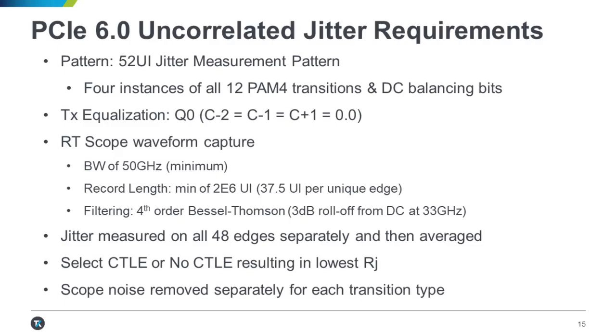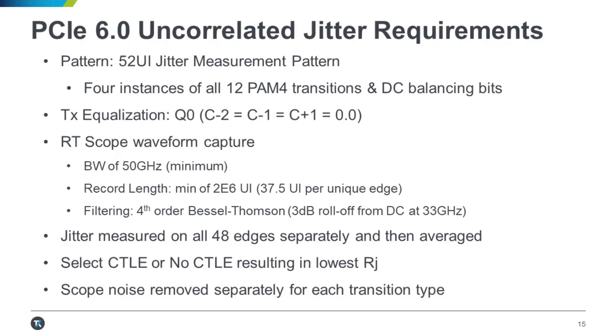In terms of the real-time scope, 50 gigahertz bandwidth, record length of 2 million UI, and that gives us 37.5K, I think we're missing a K here, UI per unique edge, right? One question that naturally arises is, is that sufficient for each edge to get a result that would match if you had 2 million of each transition? That would require a much longer capture or more complicated approach. So we have some data looking at that in a moment.